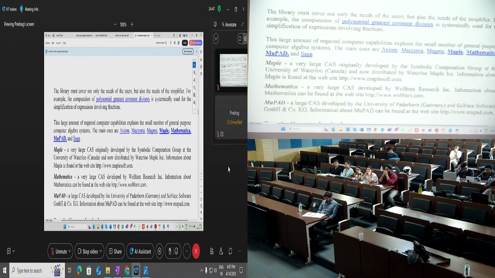Here is a list of the most popular symbolic computation tools or computer algebra systems. Maple and Mathematica are dominant. Maple is developed at the University of Waterloo. Mathematica is a universal computer algebra system developed by Wolfram Research Group.